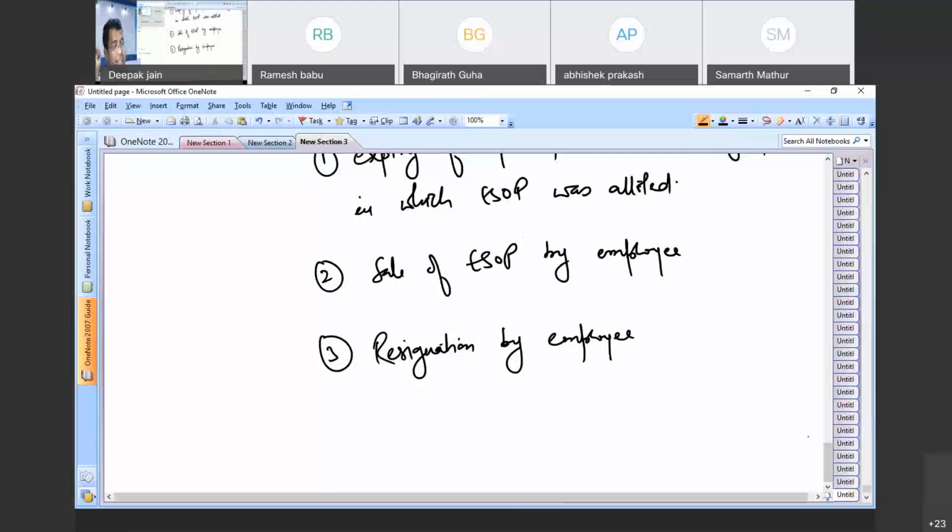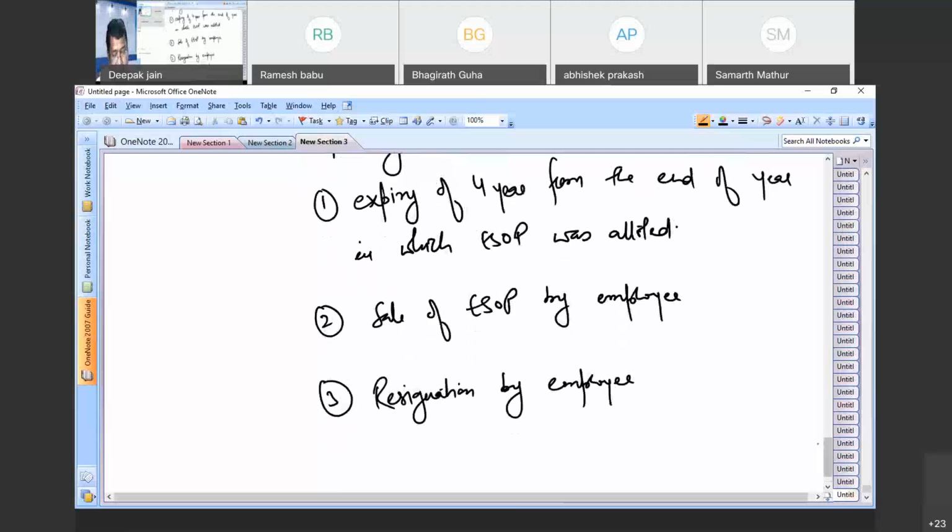Prior to Finance Act 2020, taxability shall arise in the year of allotment. But after Finance Act 2020, taxability shall arise at the earlier of these three dates. Number one, expiry of 4 years from the end of year in which ESOP was allotted. Number two, sale of ESOP by employee. Number three, resignation by employee, whichever is earlier.